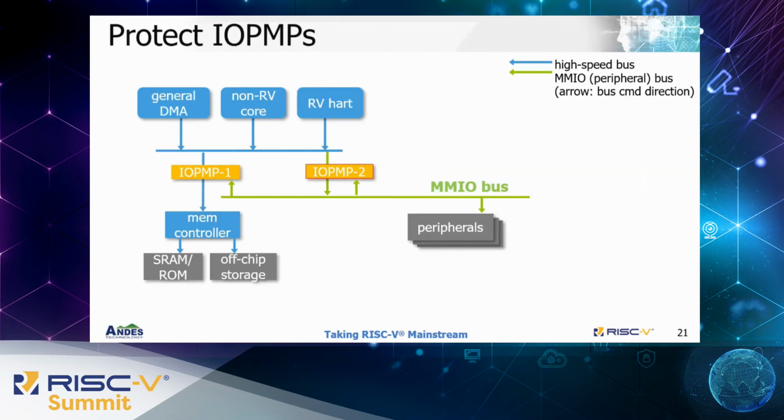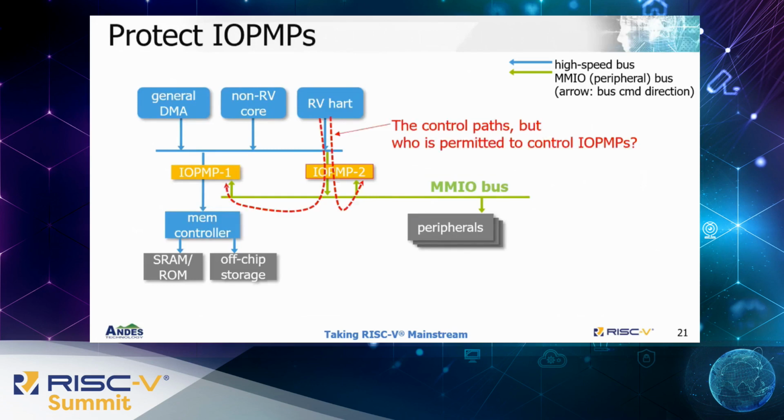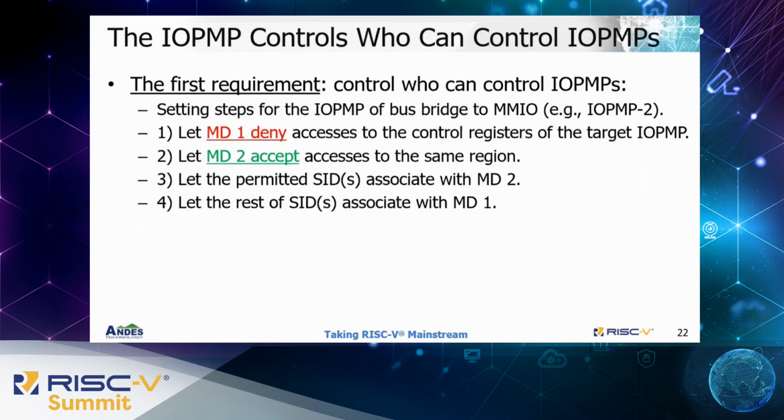After a brief of two requirements, let's see how to achieve them. We still assume all the control paths to IOPMPs have to go through a specific IOPMP. In this figure, IOPMP2 is the one. It is also the bus bridge to the MMIO bus. That is, IOPMP2 can control which SID can control IOPMPs, including itself.